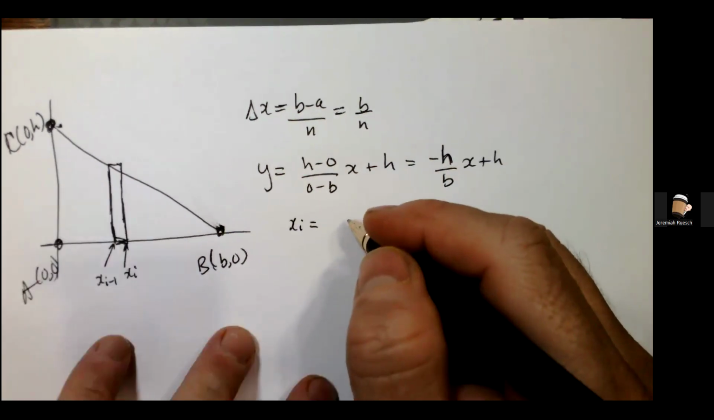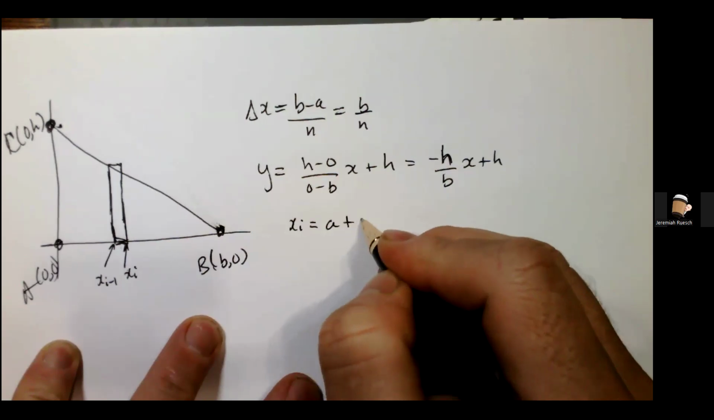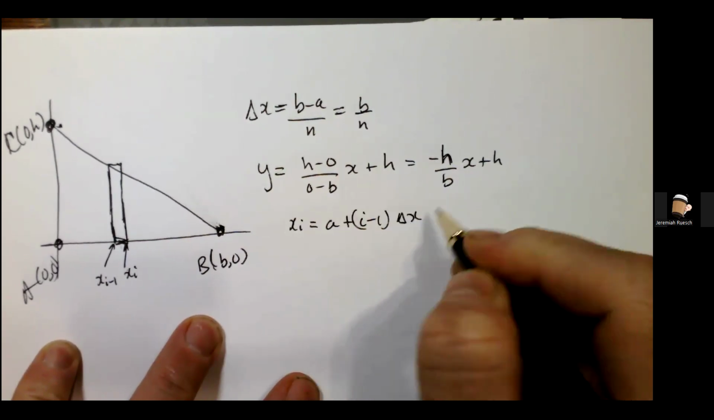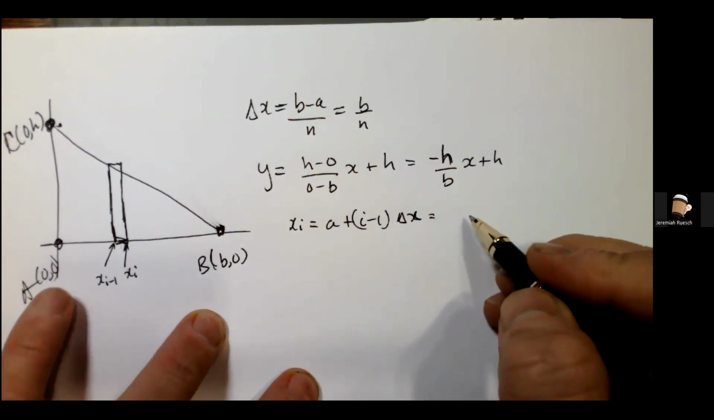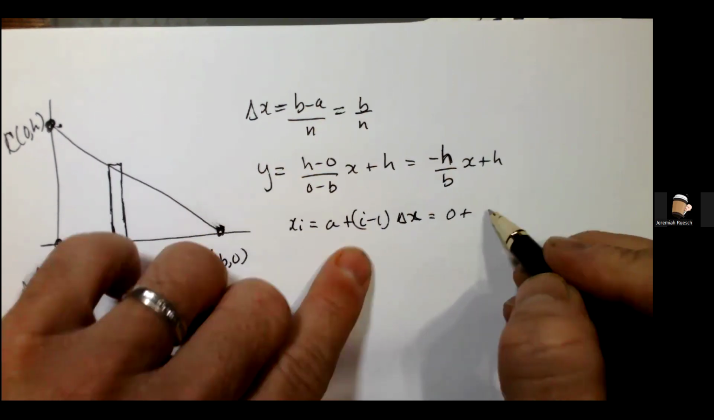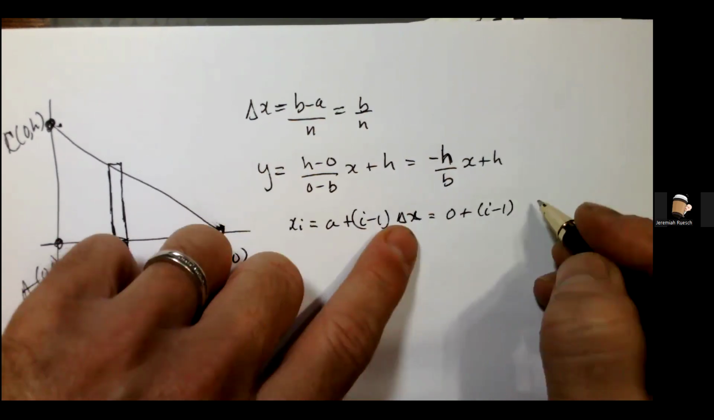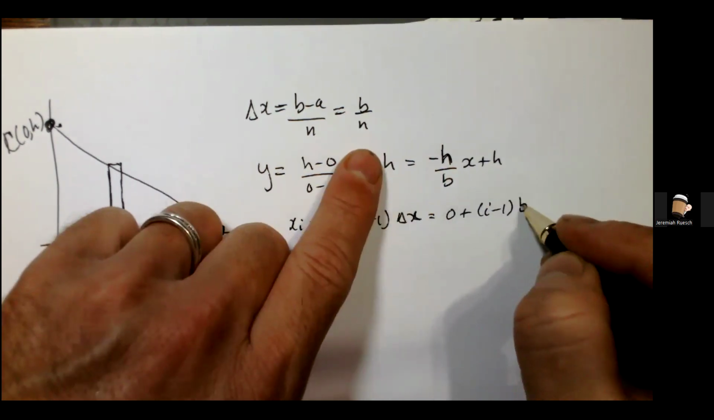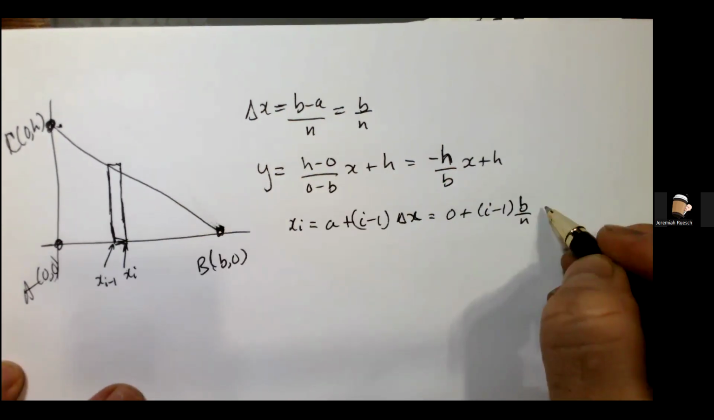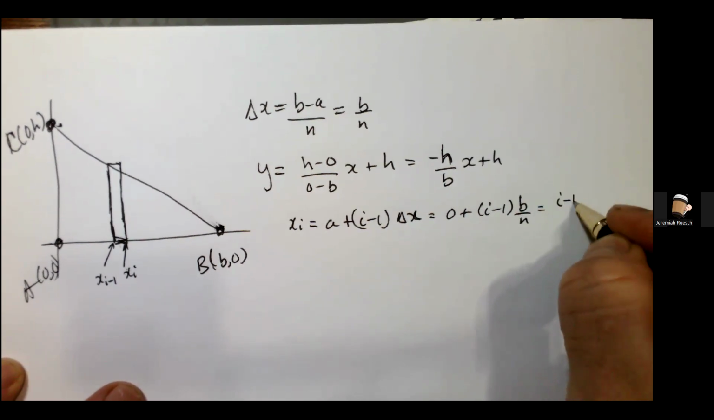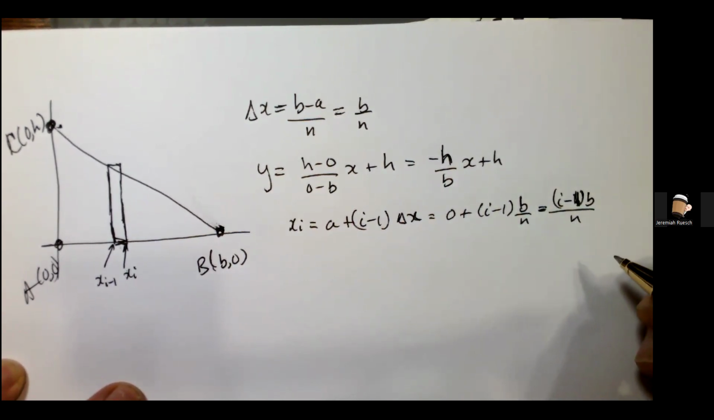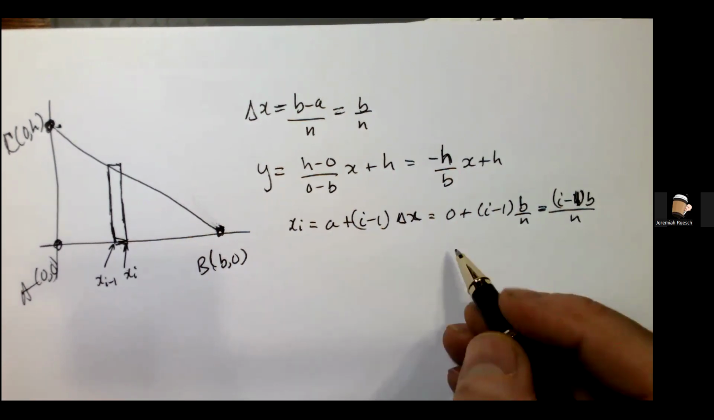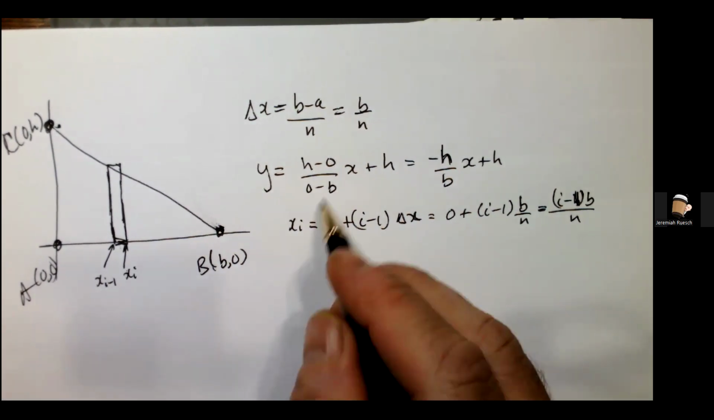Since I'm doing a left endpoint, it's going to be a plus (i minus 1) times delta x. For our specific example, a is 0. So we have 0 plus (i minus 1), and then delta x again will be b over n. Which I may write as x_{i-1} equals (i minus 1) times b over n. I don't know if that's any simpler or not, but at least it's another way of thinking about it. All right. So then I have my base, I have my height.